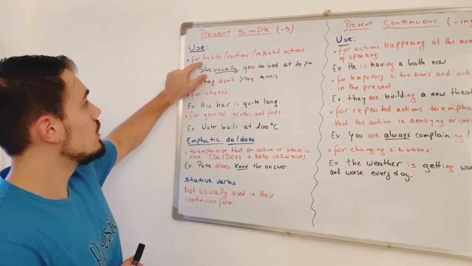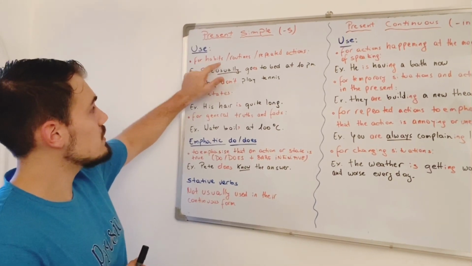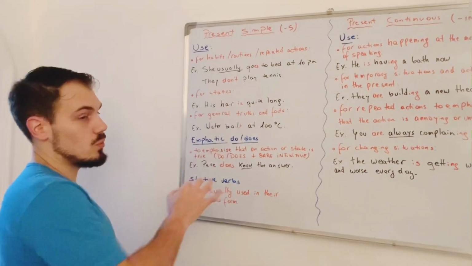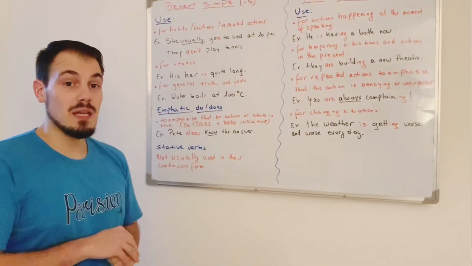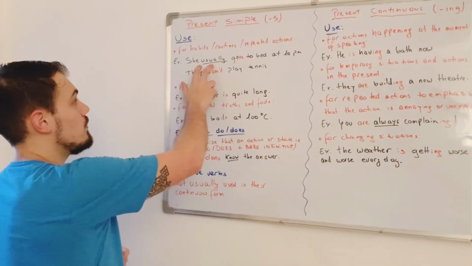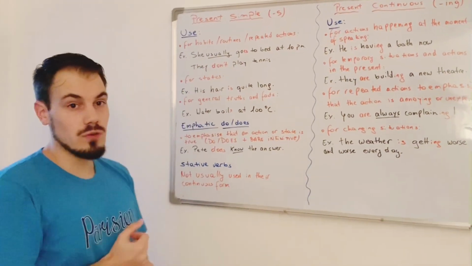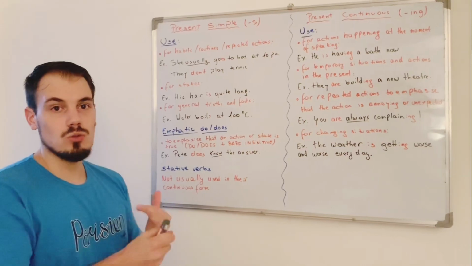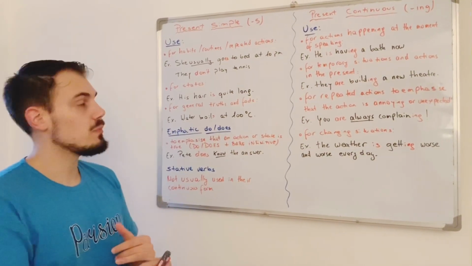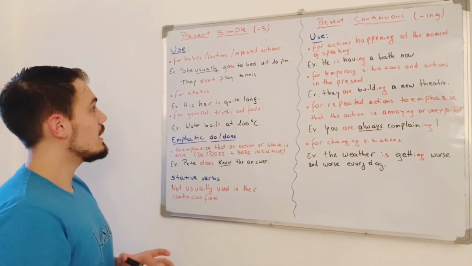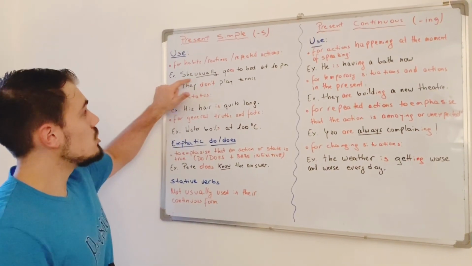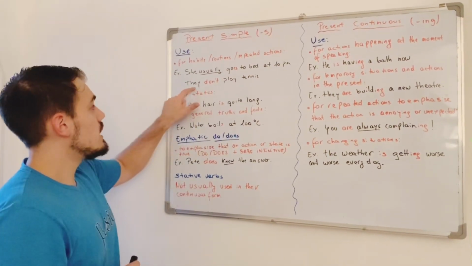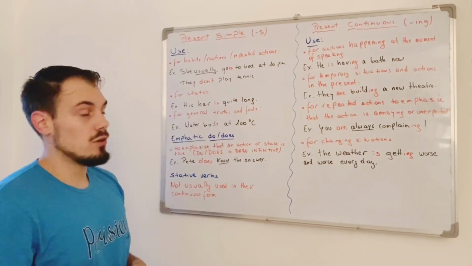For example, we use the present simple for habits, routines, repeated actions. Okay, so one thing also to pay attention to is to bear in mind the adverbs of frequency. Adverbs of frequency, let's say always, usually, often, sometimes, never. Okay, those are the adverbs of frequency. For example, she usually goes to bed at 10 p.m. They don't play tennis, okay?